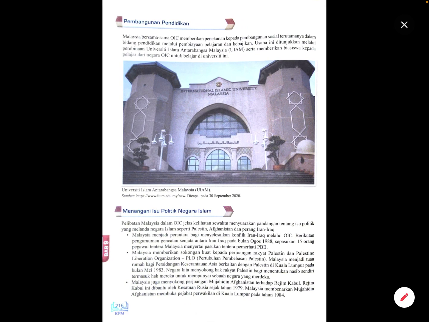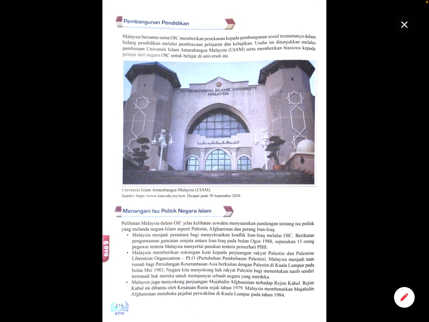So another few things that OIC did included making UIAM for education, and they gave scholarships to people in Muslim countries. They were also involved in trying to solve issues with Islamic countries like Palestine, Afghanistan, Iran, Iraq, and I think recently Syria. So Malaysia was the middleman to solving the Iran-Iraq conflict. Malaysia was also a huge supporter, and still is, of Palestine, and they really supported the PLO.